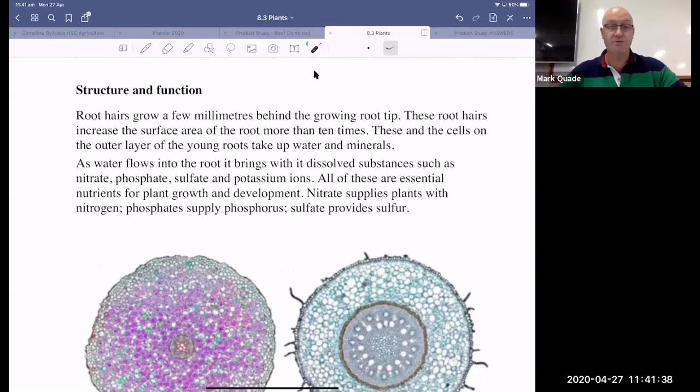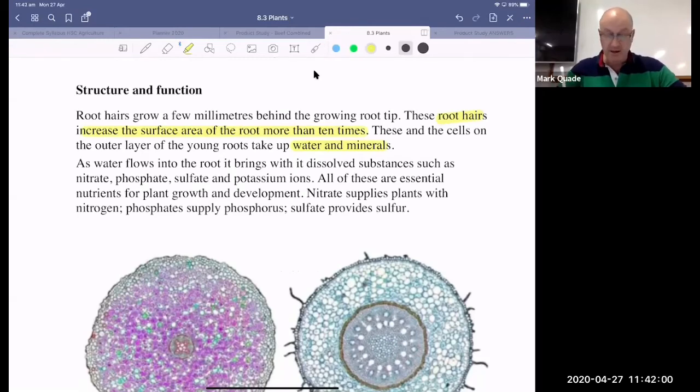Now, structure and function. So we've got the root hairs. So we've spoken about this stuff. And these root hairs take up water and minerals. I'm going to highlight that. Root hairs increase the surface area of the root more than 10 times, and they take up water and minerals.